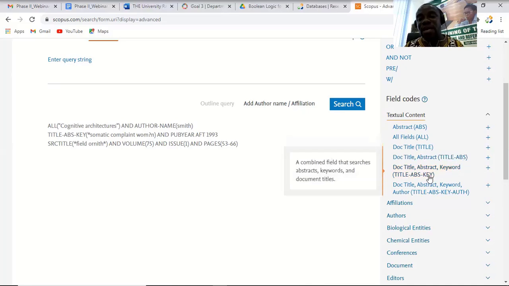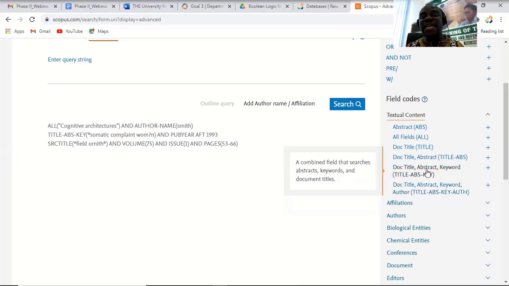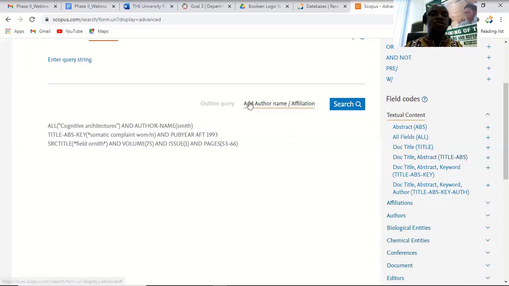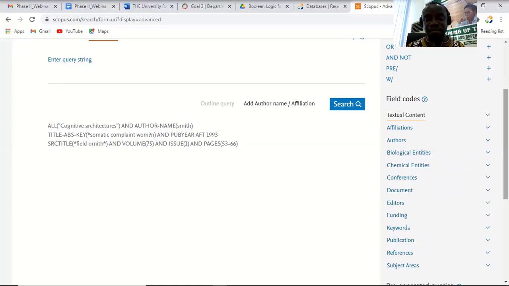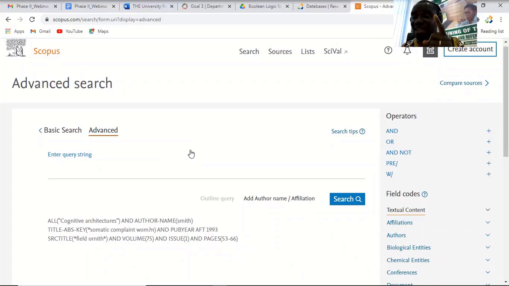Then, of course, there's one that will look at the title, the abstract, and the keyword. Another one will look at title, abstract, keyword, and author. And these are the codes, all right? So you will need to indicate to the system where you want the particular terms you are searching to be looked for by the system. So all that said, and knowing that there are field codes to apply to your specific terms when we are doing the textual content search, and that there are Boolean logic that you can apply, I said something you must learn your database and understand its syntax.